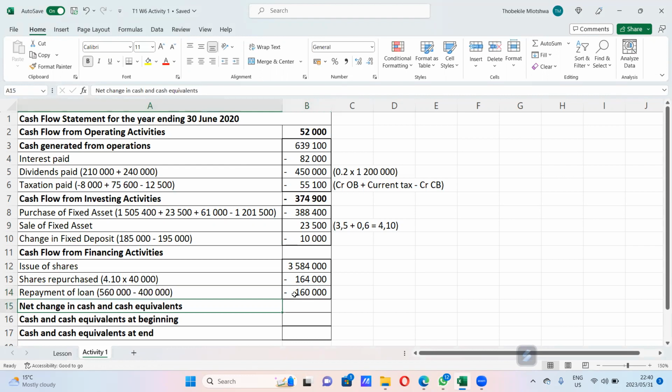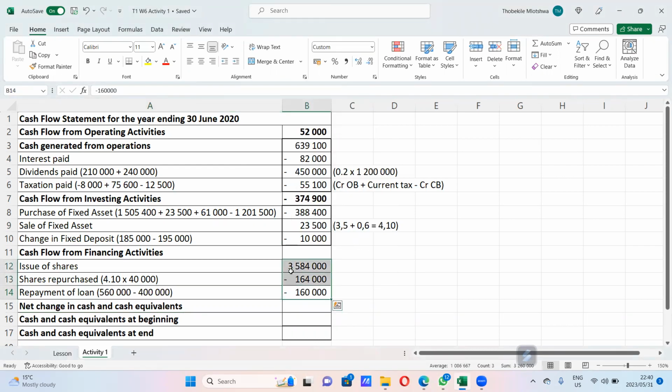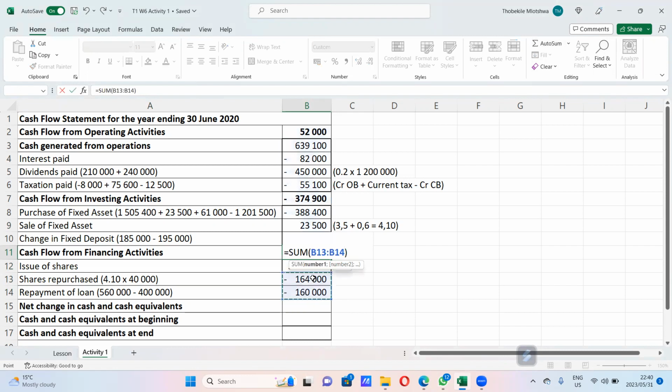Once again, we add these and we get the total here. That will be the cash flow from financing activities.